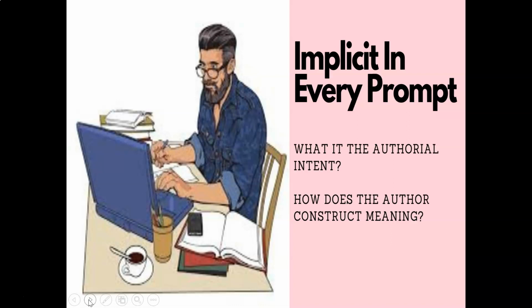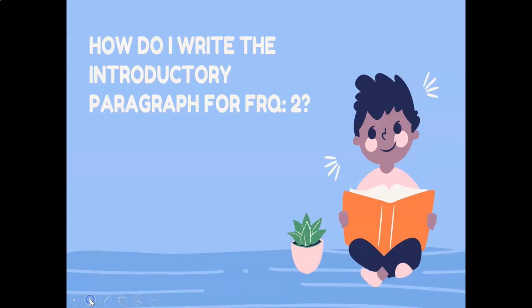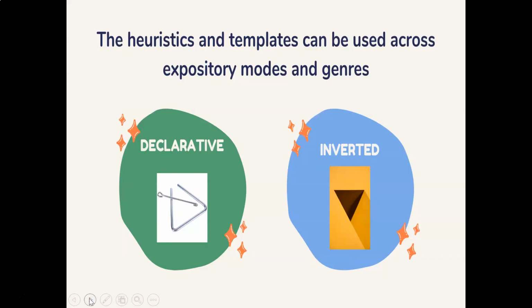So notice, we did the exact same thing with poetry, with the man with the saxophone. Exact same thing with excerpts from novels or short stories. So literature is literature is literature. It doesn't matter. We could do this for dramas as well. So how do I write the introductory paragraph for FRQ2? Here's the kicker. The heuristics and templates can be used across the expository modes and genres.